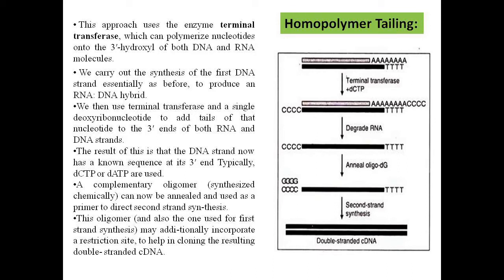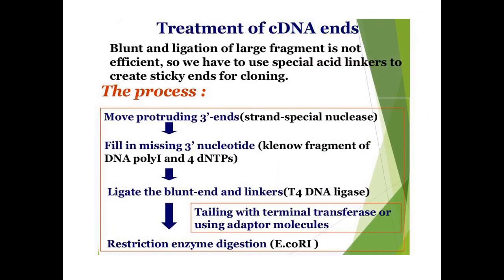Poly C or poly A can be used. A complementary oligomer can be synthesized, which will help basically to prime the second DNA strand synthesis. This oligomer may additionally incorporate a restriction site also if we require, which can be helpful in cloning this double-stranded cDNA.